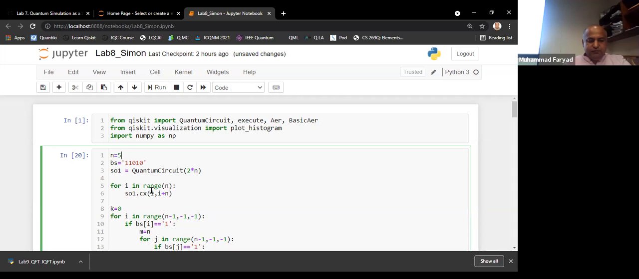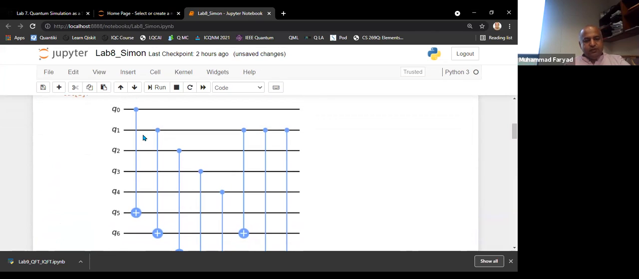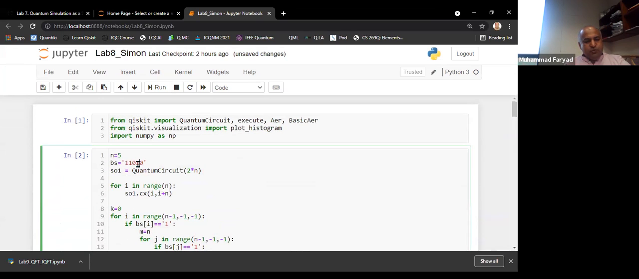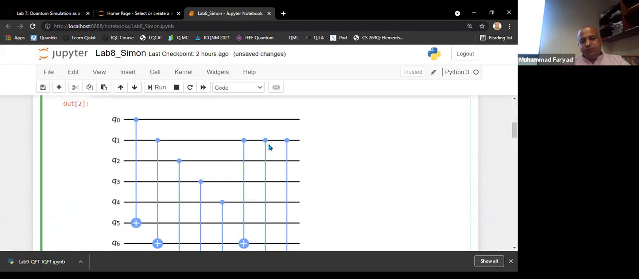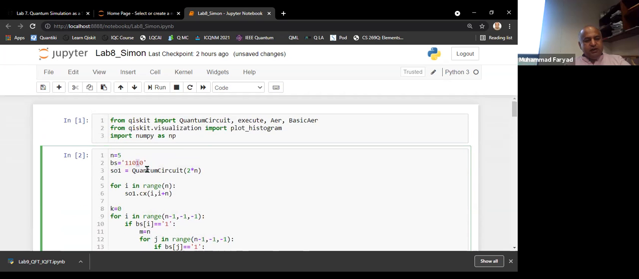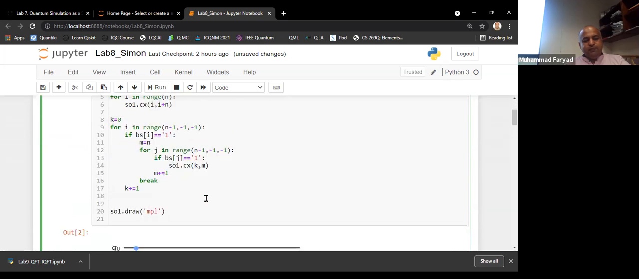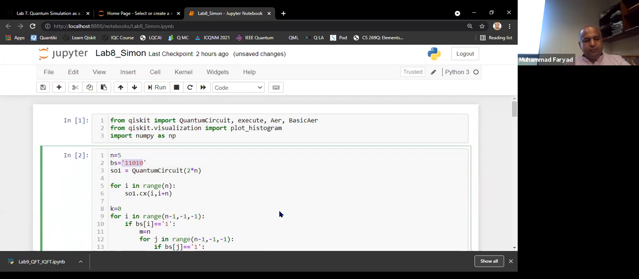If n is five, you can see the circuit over there. There are five C naughts that are always there. Then I kept looking for the first qubit which is one, and it is the second qubit. So all other C naughts are with respect to this one at the second qubit. And the C naughts on the ancilla qubits are in the same order as specified here: 0, 1, 0, 1, 1. This is how we can implement it.